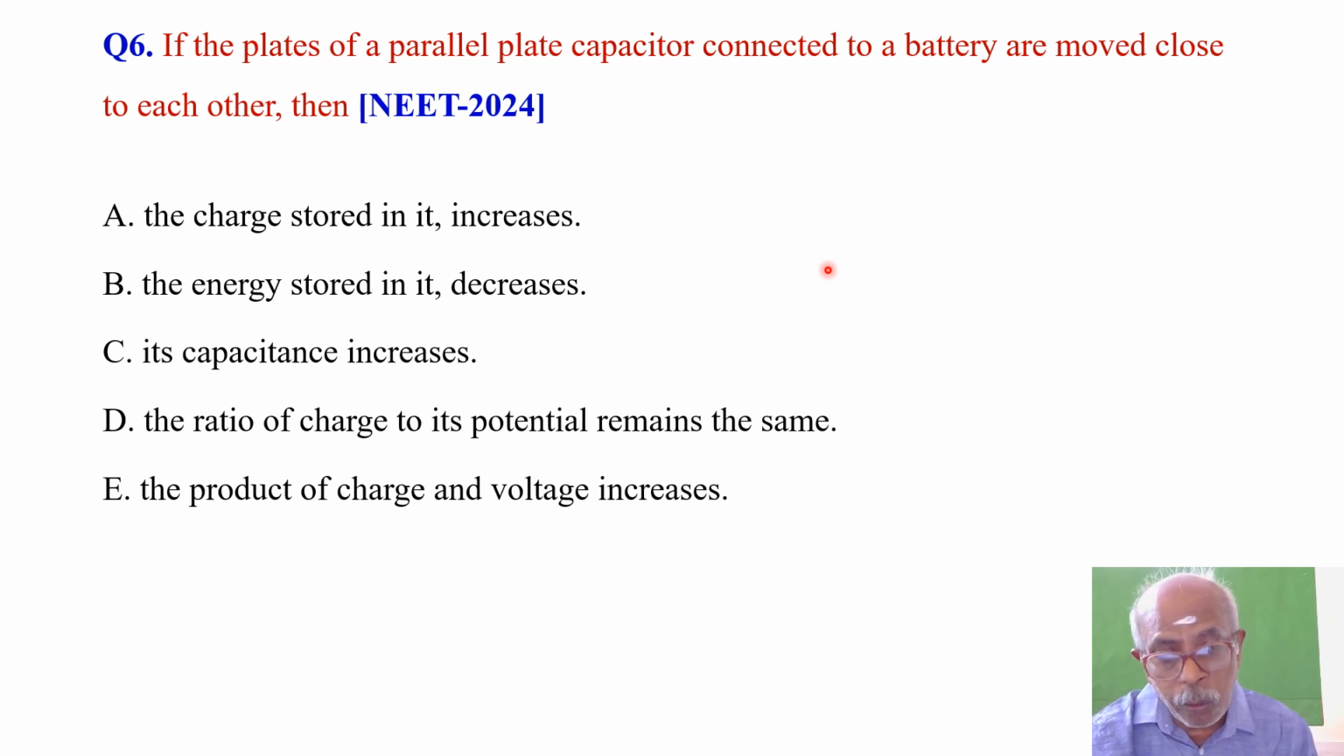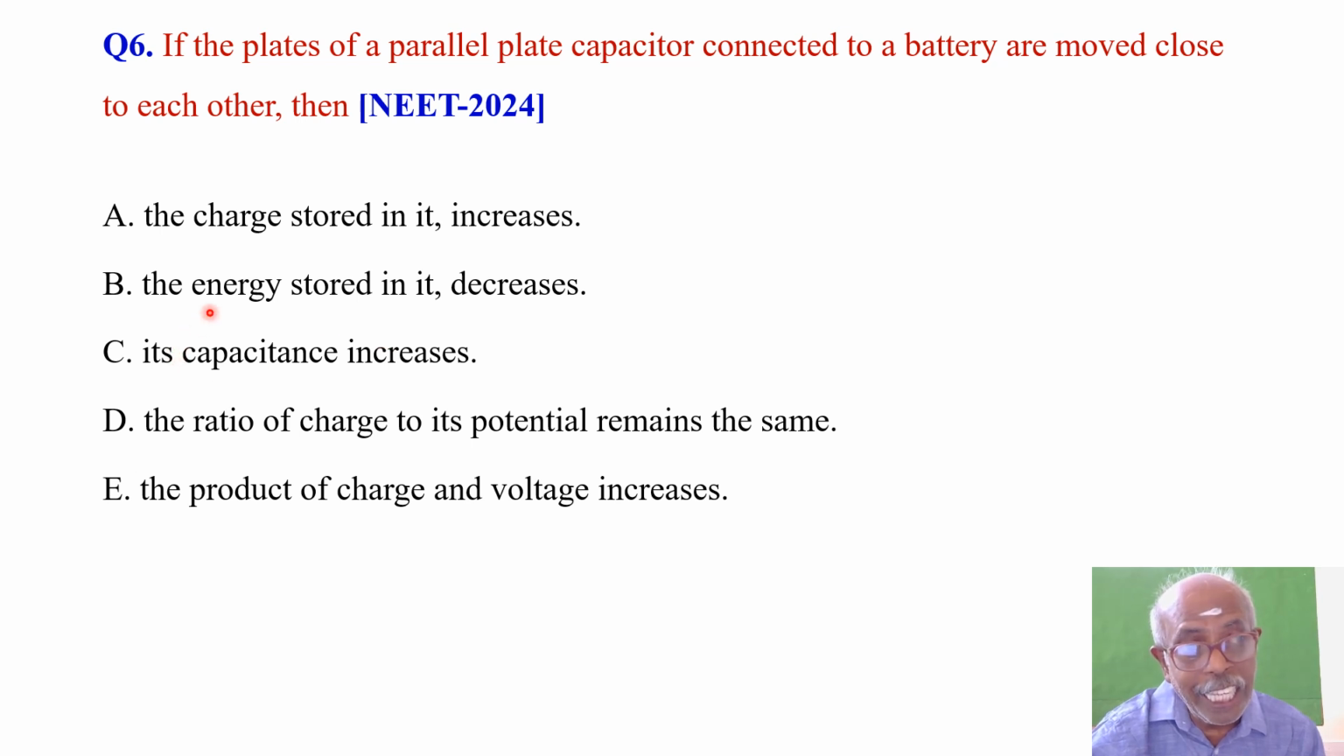So now let us look into the 5 points that are given. Point A, the charge stored in it increases. You know that Q is equal to CV. What will happen to Q? Whether it will increase or remain the same or decrease. That is one thing. The charge stored in it increases.